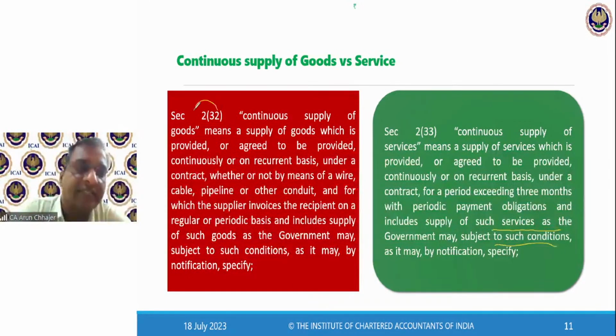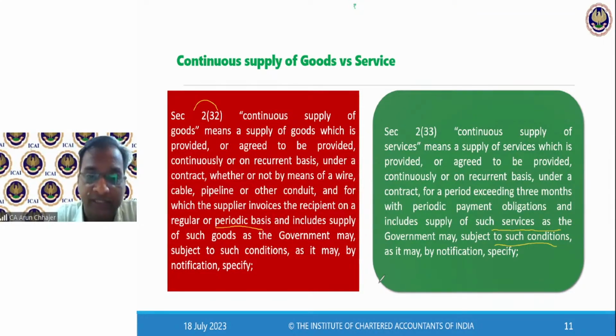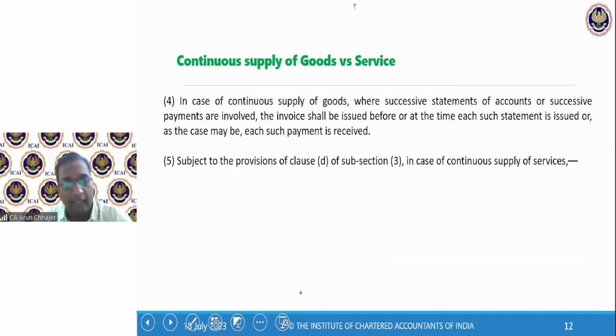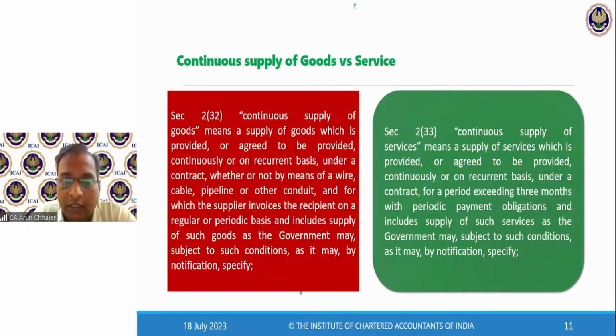Okay. Now the continuous supply of goods means supply of goods which is provided or agreed to be provided continuously or on a recurrent basis under a contract, whether or not by means of wire, cable, pipeline or other conduits, and for which the supplier invoices the recipient on a regular or periodical basis, and includes the supply of such goods as the government may specify, subject to such conditions as may be specified. Now, in case of continuous supply of goods, what is the last date to issue the tax invoice? And in case of continuous supply of service, what is the last date to issue the tax invoice? This we are going to read.